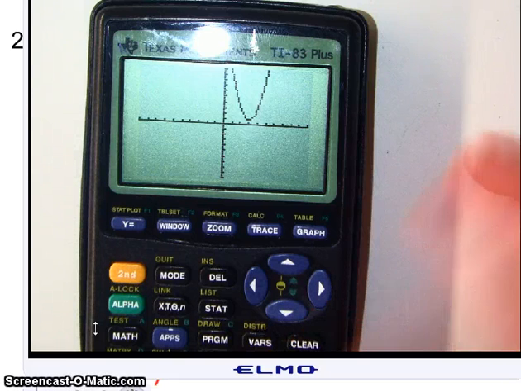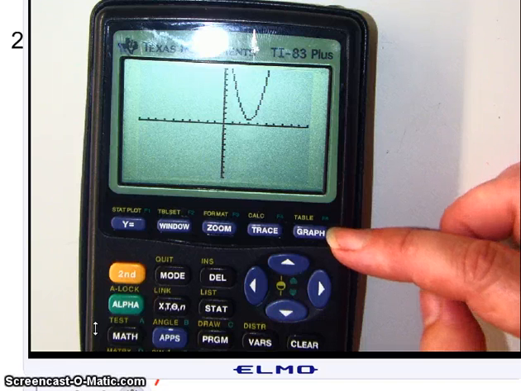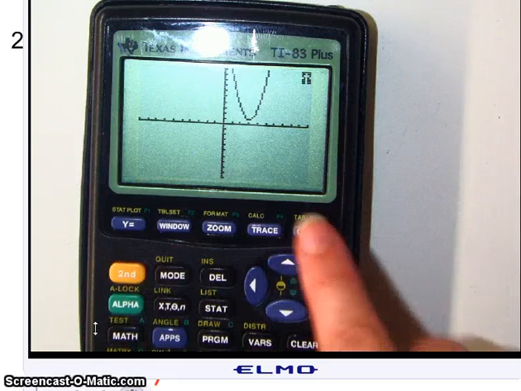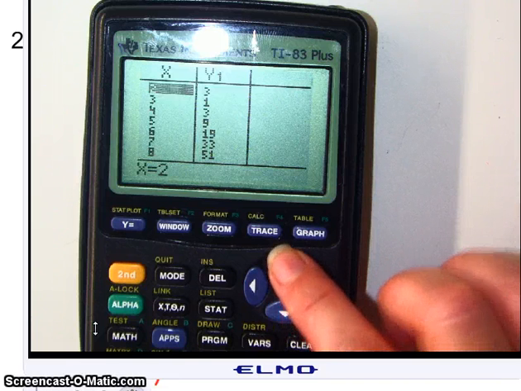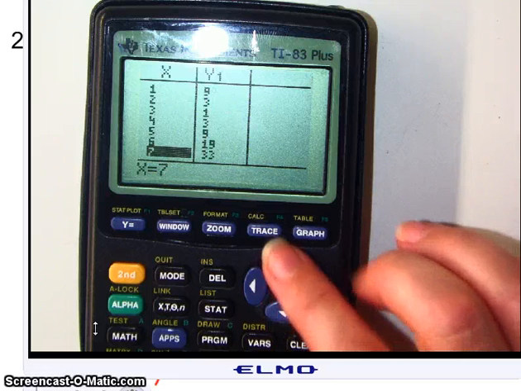Next, we're going to go to the table. The table is above the graph button in yellow. It's a second function. So you're going to hit second graph to see your table. Okay. You can use your up and down arrows to scroll so you can see any x you want. All right?